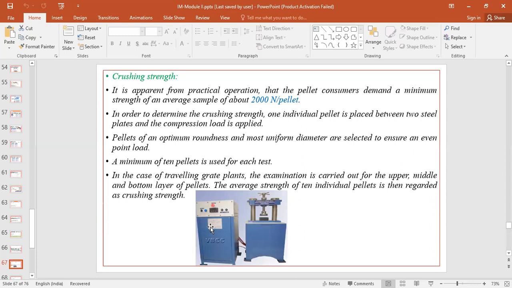There are some manual and some automatic equipments for performing this particular experiment. So like that, we should take the average crushing strength of 10 pellets taken from the same lot, and that will give the average crushing strength of pellets.